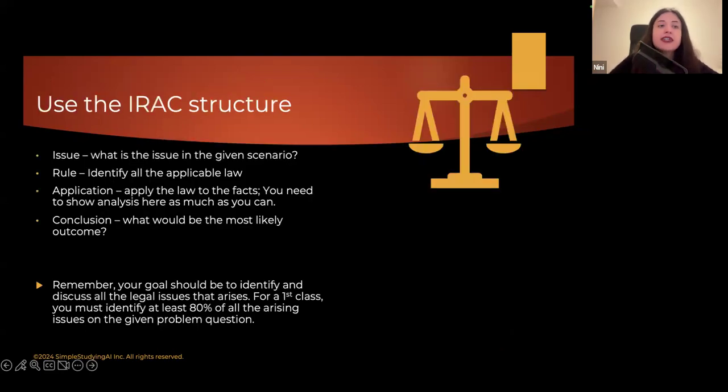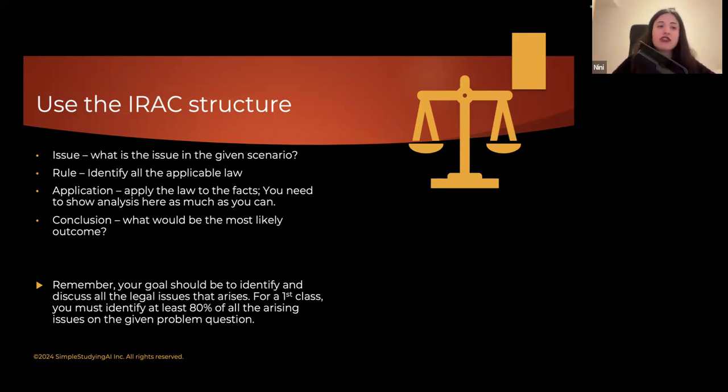Use the IRAC structure. IRAC structure is extremely important for law students because this is just the way you write problem questions in law, not just for tort law, for every single topic. First, you have to identify the legal issue. Most of the time I see students just summarize the facts of the problem question and think that's an issue. That's not an issue. An issue is, for example, whether or not duty of care is present in this problem question scenario. That's a legal issue. But rephrasing the facts of the problem question is not a legal issue.